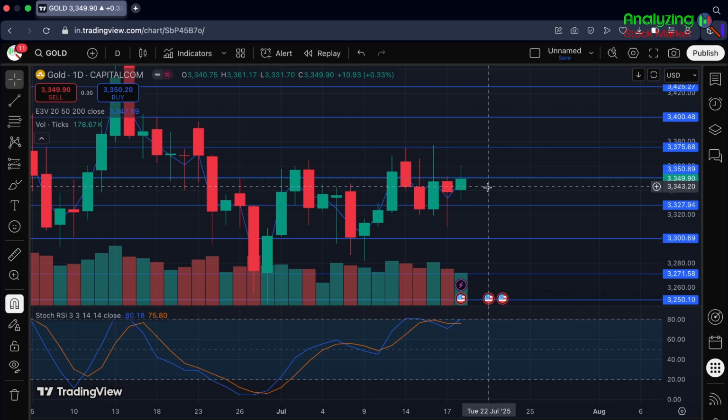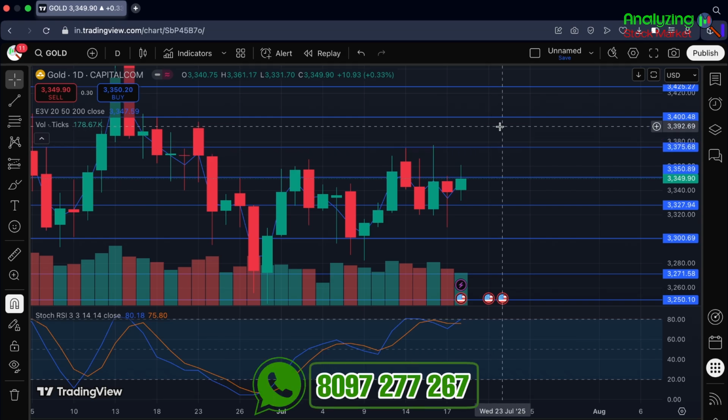Here the direct support is 3327, and direct resistance is 3350. After direct support, there is a support of 3300 and then 3271. After direct resistance, there is a resistance of 3375 and then 3400. So these are some important levels which will help you to take trades this week.